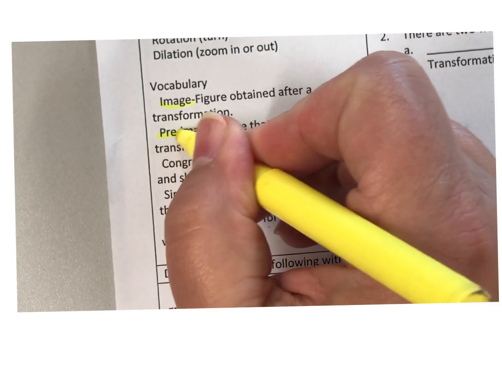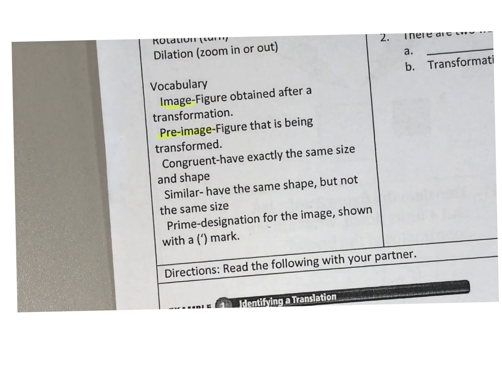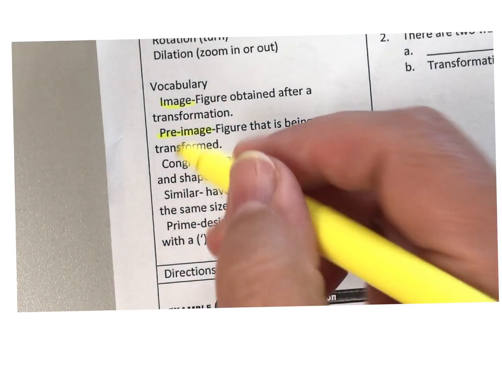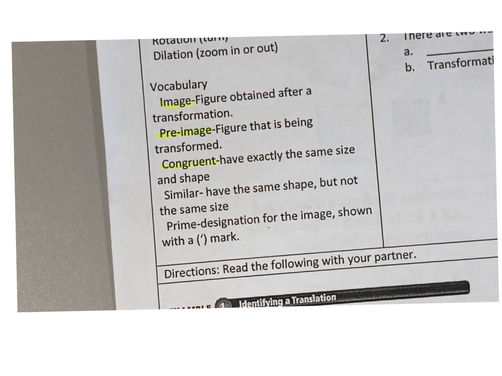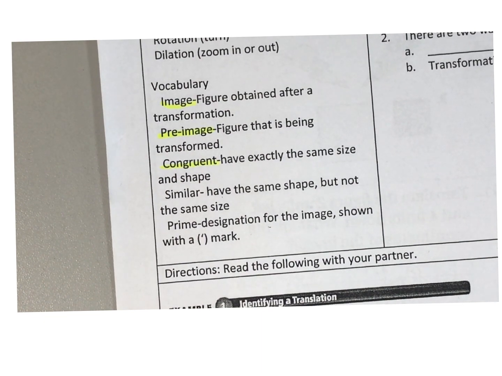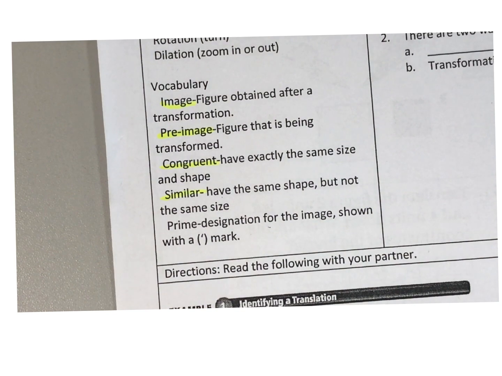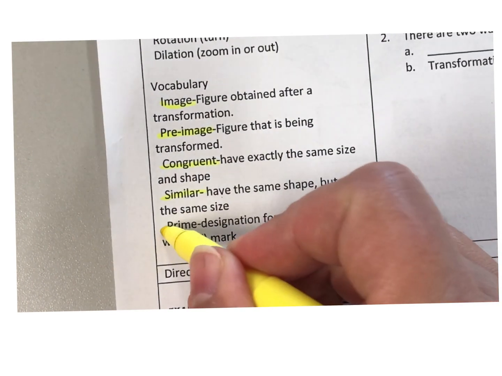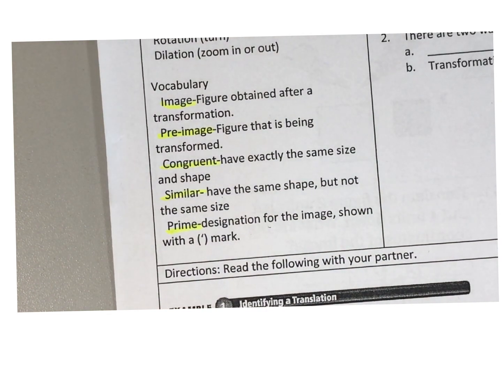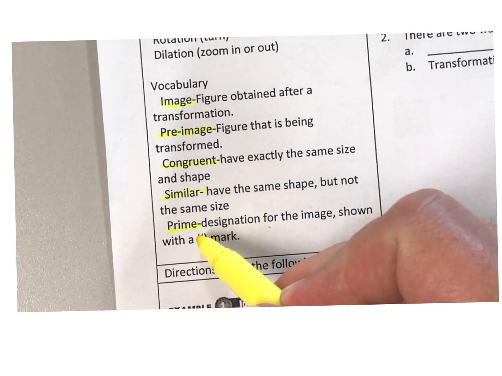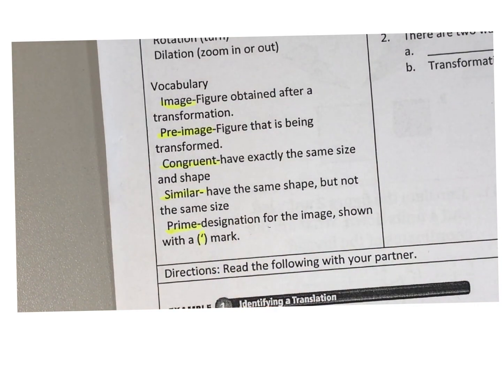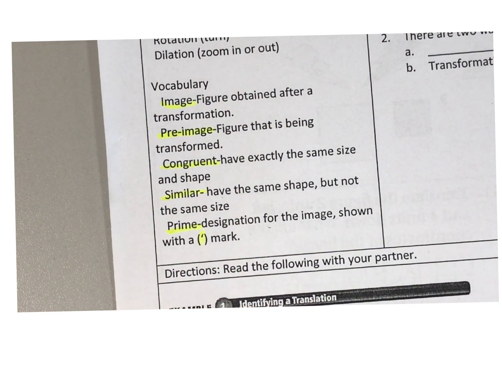Pre-image is the picture before it gets moved. Congruent means to have exactly the same shape and size. Similar has the same shape but different size. And prime is a way of indicating something has been moved. The designation for the image, shown with this little mark, is considered a prime mark. All of this is on the page that we have.